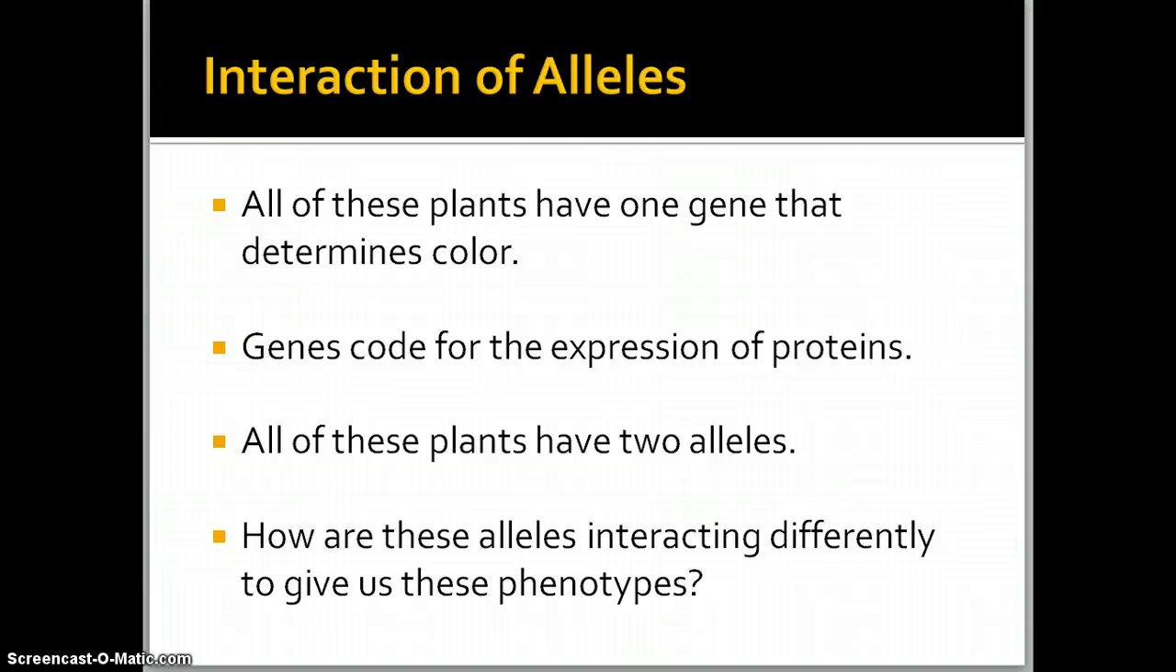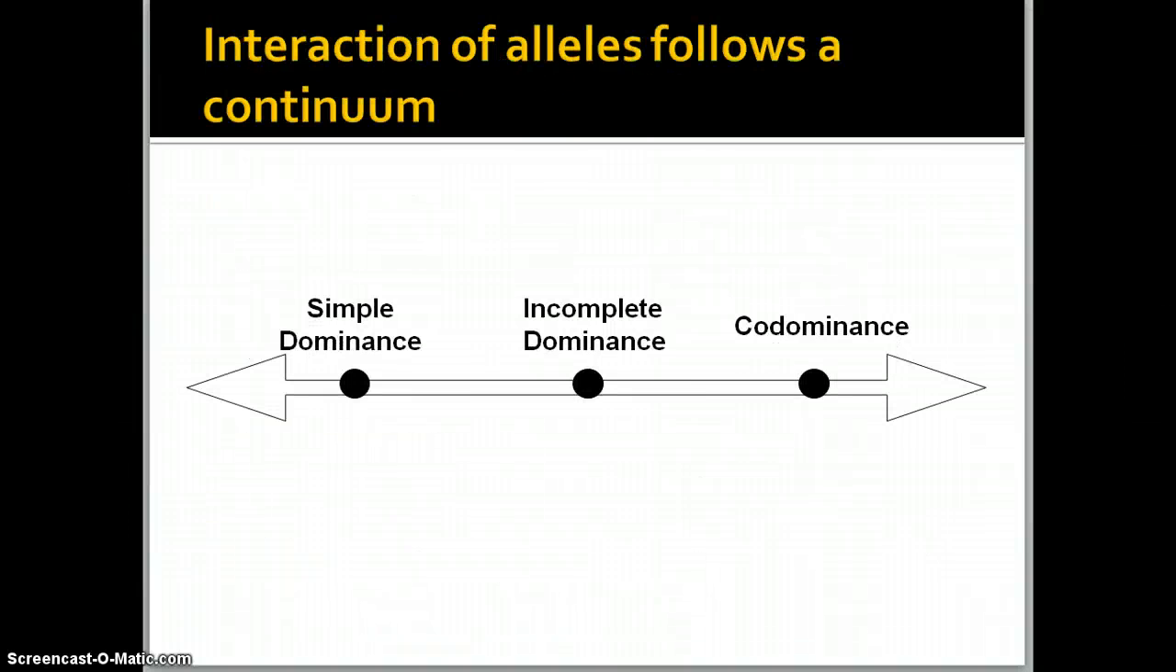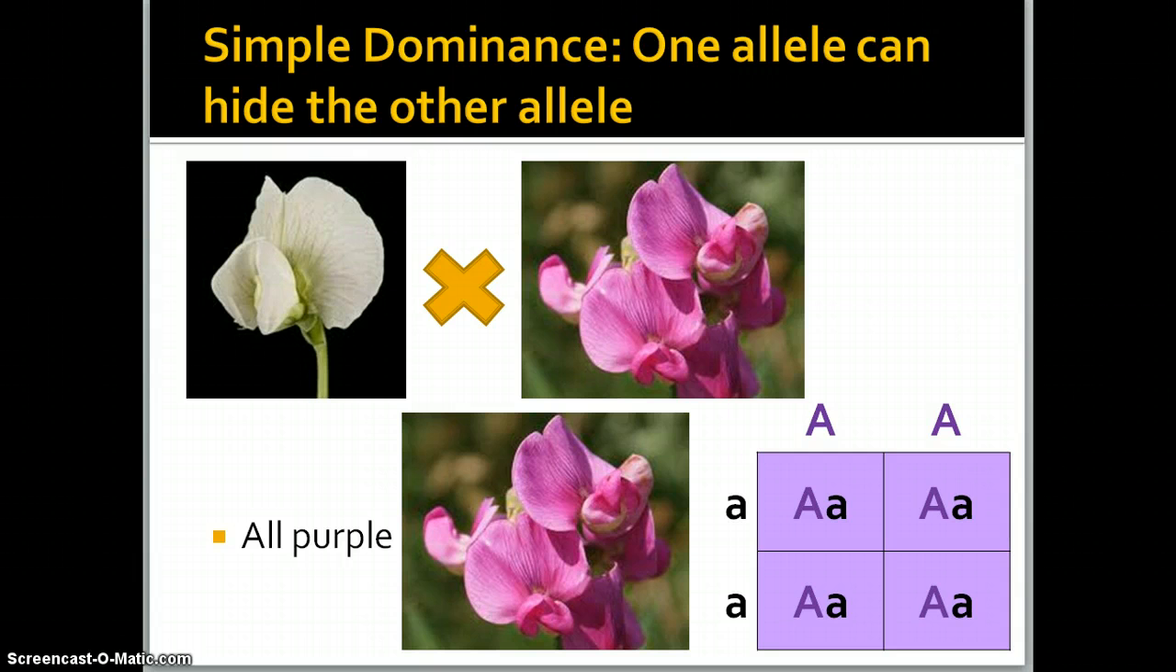A good way to think about this is that the interaction of alleles can follow a continuum. We have simple dominance, incomplete dominance, and codominance. The way those alleles interact is going to be a little bit different with each of these types of inheritance. The first one, which we did the other day, is simple dominance.